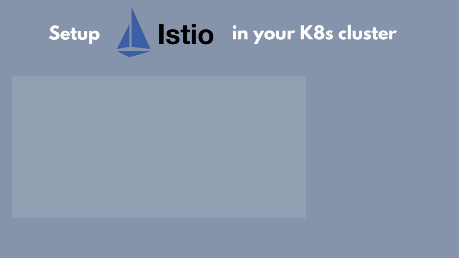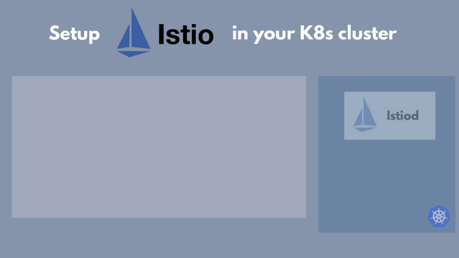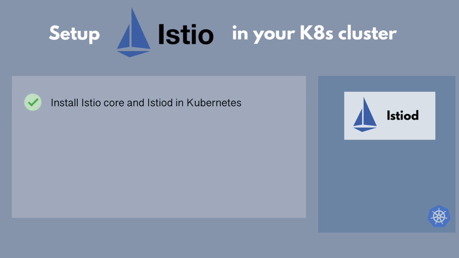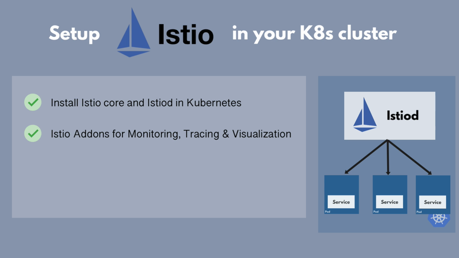In this video, we're going to learn how to install Istio Service Mesh in a Kubernetes cluster. First, we will install Istio core in the cluster, the main Istio component. Then we will install Istio Addons for monitoring and tracing. After that, we will configure our cluster so that Istio can automatically inject Envoy proxies in our application pods.